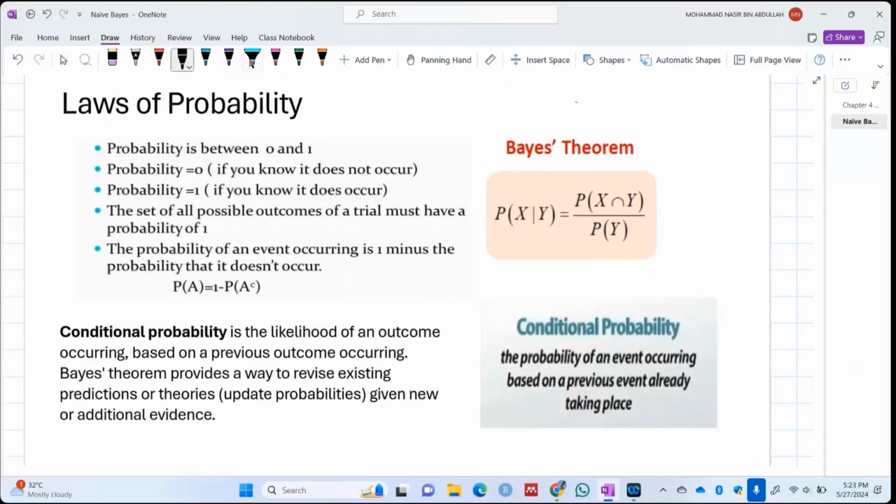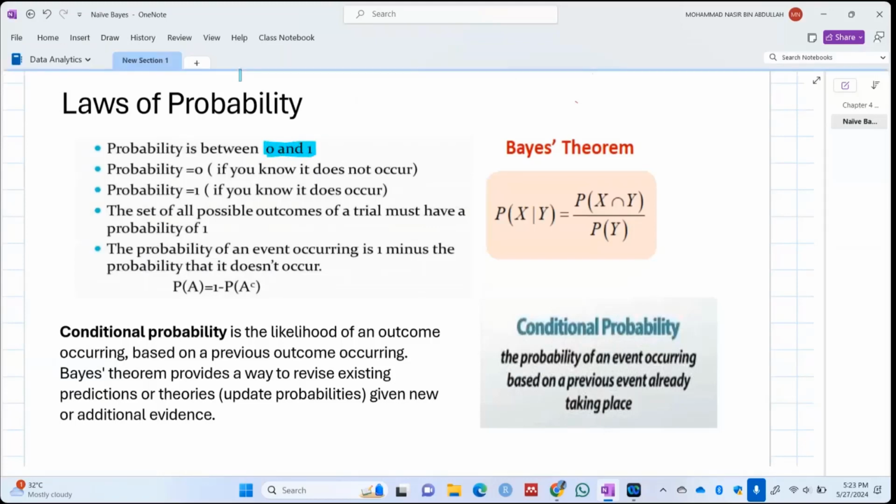As I mentioned in logistic regression, the odds of an event, the chance, start from 1 to infinity, but probability starts from 0 to 1, right? So probability of an event should lie between 0 and 1. This is the first rule of probability.